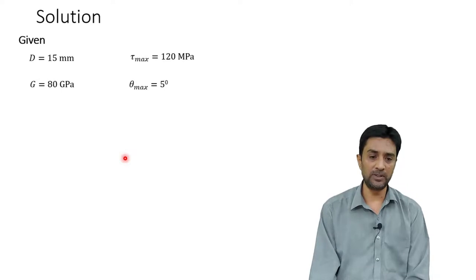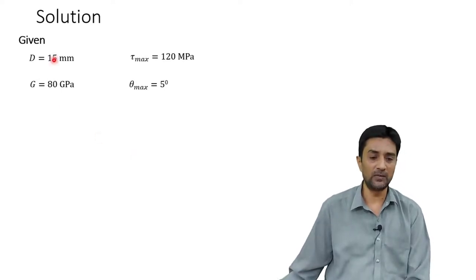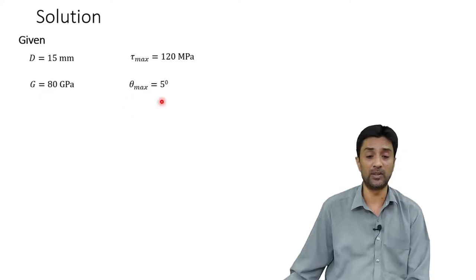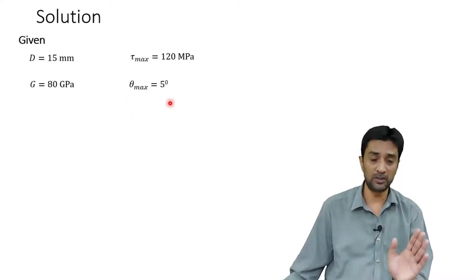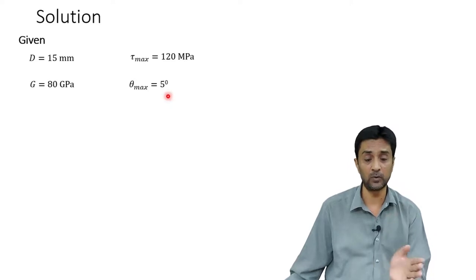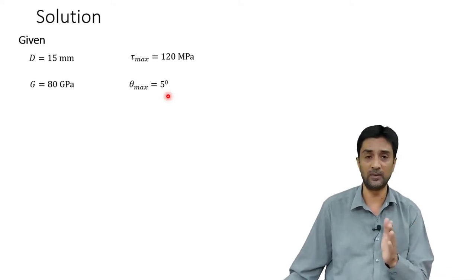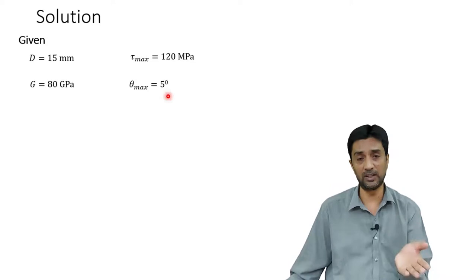So the given information is: the diameter of the steel shaft is 15 millimeter. The maximum shearing stress specified is 120 megapascal. The modulus of rigidity is 80 gigapascal, and the maximum angle of twist is 5 degrees. Keep this in mind that we'll have to convert this degree into radian, because only then can we use the value of theta in radian. Otherwise we cannot use theta in degrees. So we'll have to convert theta from degrees into radians.